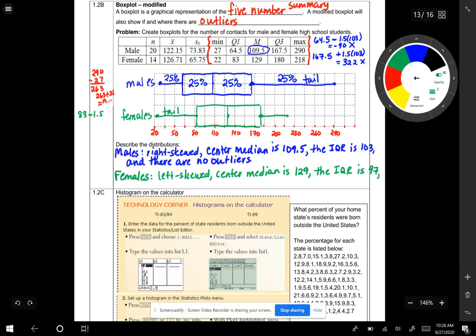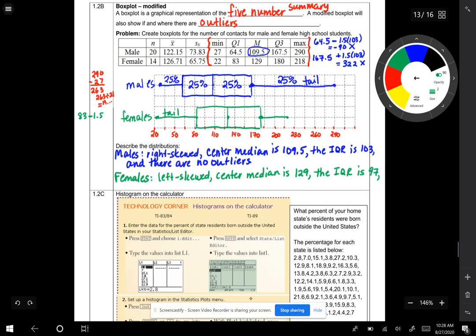And now let's determine if there are outliers. So 83 minus 1.5 times 97 gives us some negative number. So we don't even really care, but it's going to be negative, and so there are no negative values. And then for the upper bound outlier, you take Q3, which is 180, plus 1.5 times 97, and that gives us like 325 or something. And there's no number larger than 218, so no outliers.